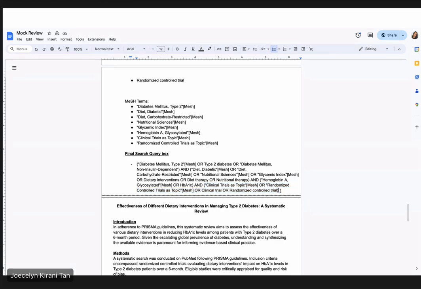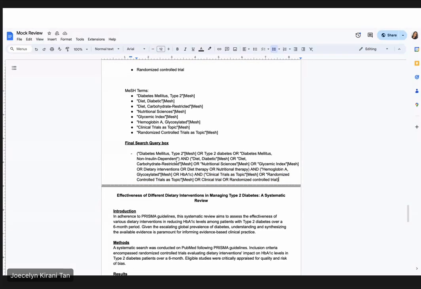Okay. So it looks scary, but when you break it down, it's actually not that scary. MeSH terms for diabetes and normal, diet for the MeSH terms and the normal ones, so MeSH, MeSH, MeSH, and then your normal ones here, dietary interventions or diet therapy or nutritional, and your hemoglobin with MeSH and without MeSH, and clinical trials, randomized control trials with MeSH, and then without MeSH. Right, so I hope that breaks it down for you. So that's basically all about search strategy.